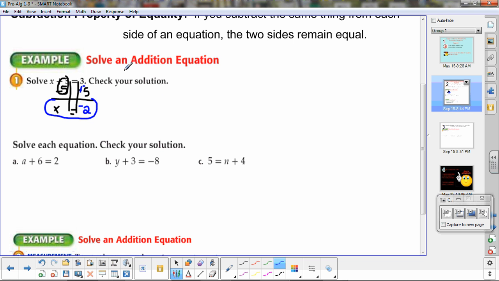Now the next step is to check your solution. The nice thing about equation solving is you can always go back to your original problem, plug this in place of the variable, and see if it works. So I'm going to plug in negative 2 for x. Negative 2 plus 5 should equal 3. Negative 2 plus 5 is 3. Since 3 equals 3, we know we've got the correct answer. Now might be a good time to pause the video and try the next 3 on your own.